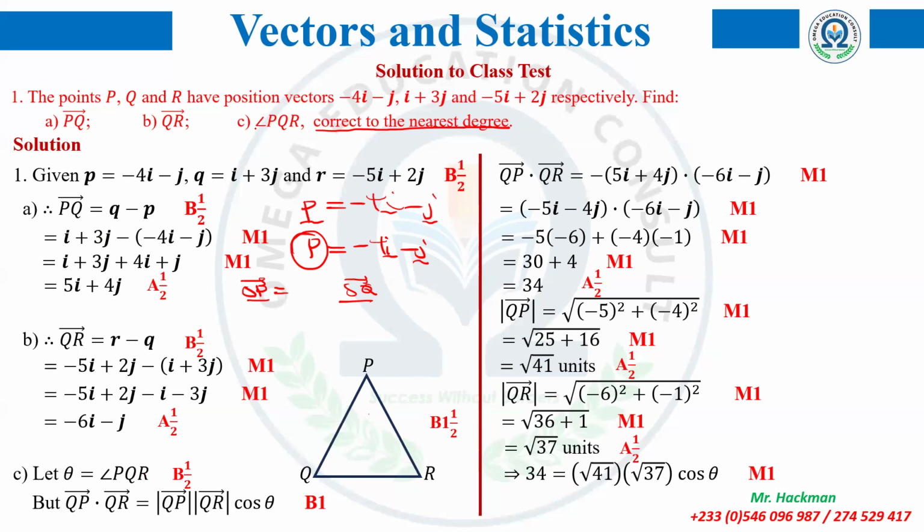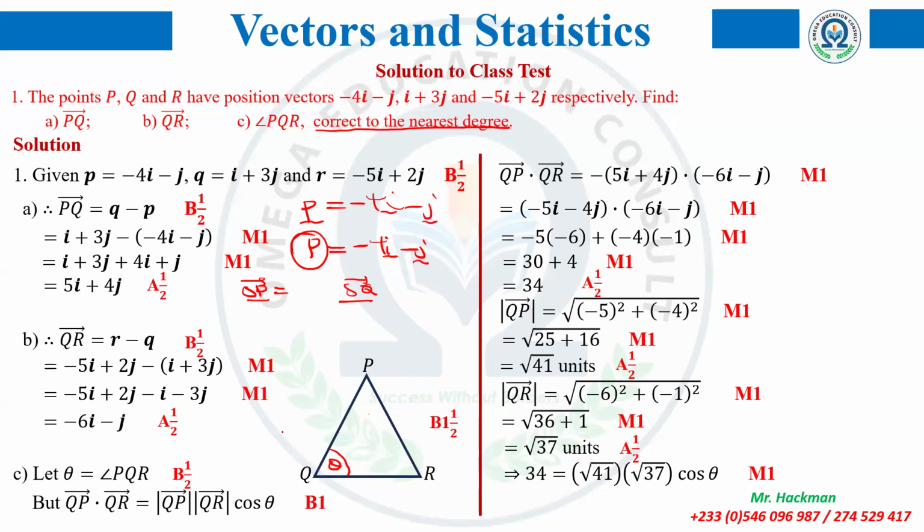For C, we are asked to find angle PQR, so we are finding this angle. We are calling this angle theta. Remember I told you, immediately you know that you are looking for an angle, we should know that we are supposed to employ the dot product, the dot product rule involving an angle. So in this case, you represent the angle that you are asked to find by theta. If you do that, half mark for that.